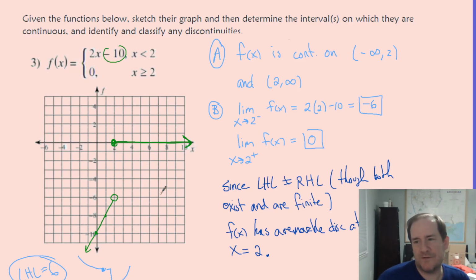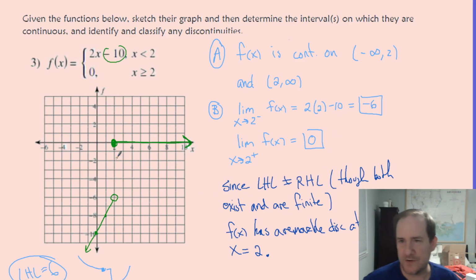So there's your graph. You don't need it, but if you made it, then it becomes a lot easier to see that at 2 we have a jump discontinuity. But honestly, you should be basing your answer on the algebra of finding the limits, seeing that they both exist, and they're both finite, but they don't equal each other.